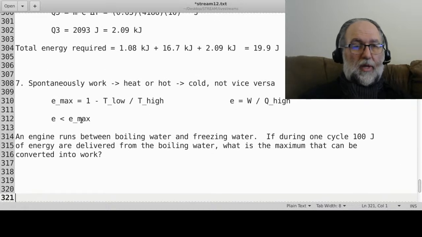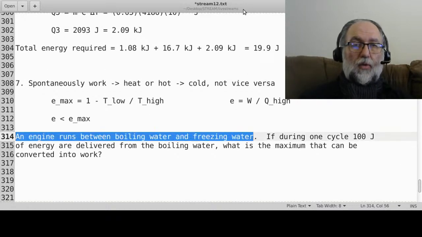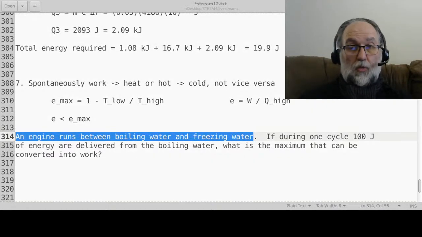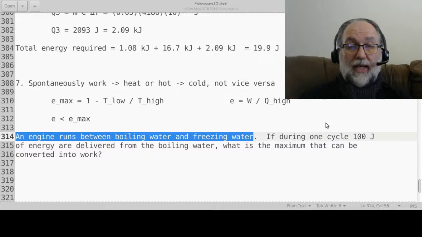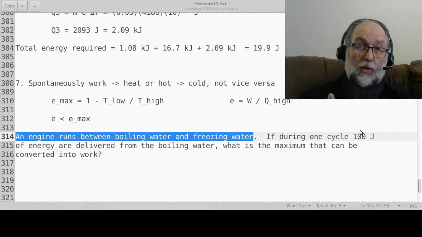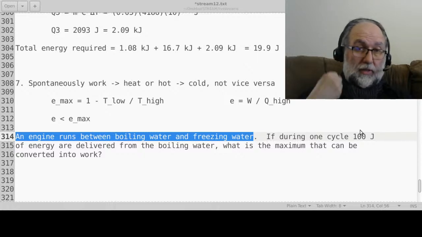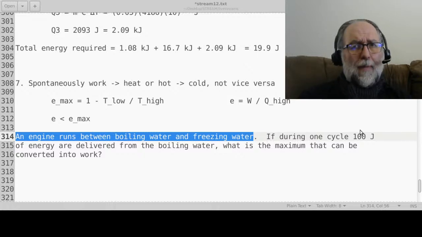Let me just read that again. A heat engine is running between boiling and freezing water. That gives you your high and low temperature. If during one cycle 100 joules of energy are delivered from the boiling water, what's the maximum that can become work? Well, it can't be 100 joules. That would violate the second law. And it can't be more than that Emax. So let's work it out.